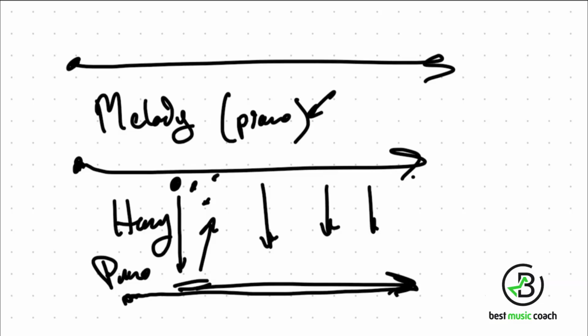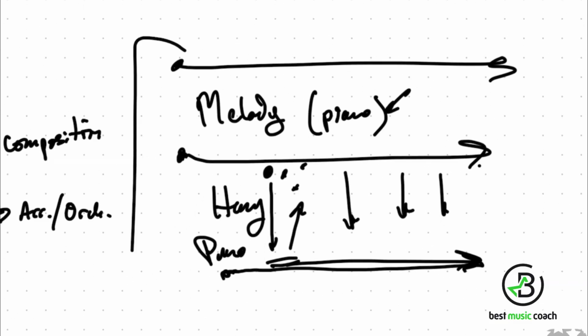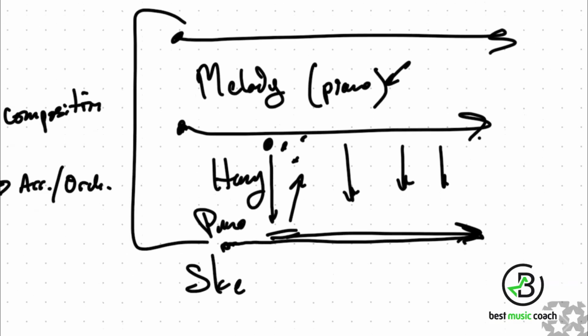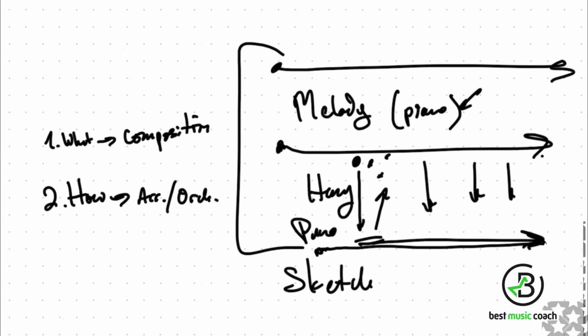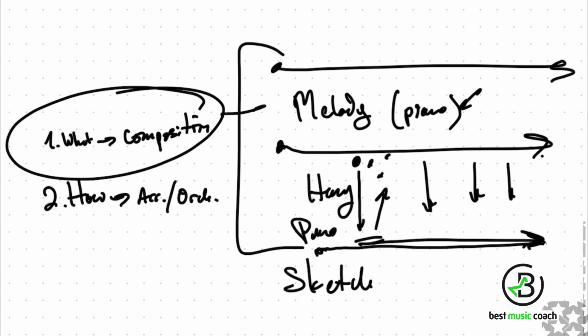So now we have melody and harmony. This is what we call a sketch. This is a completed sketch, and we have now completed the what. We have the melody and we have the harmony. Now, arrangement and orchestration asks, okay, but how is the melody presented and how is the harmony presented?